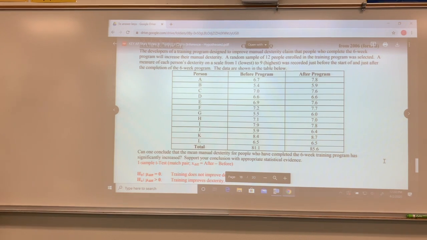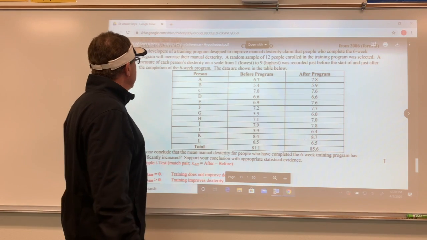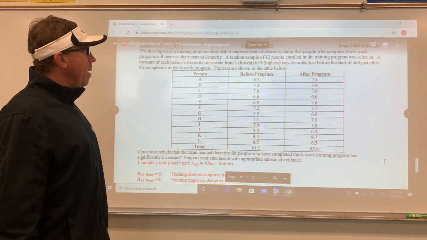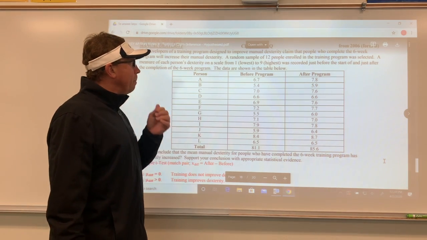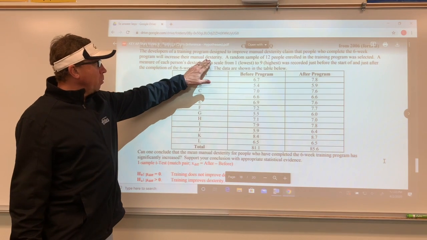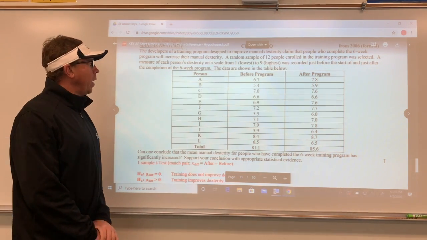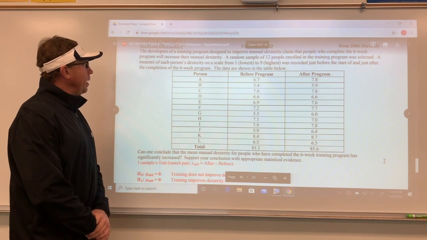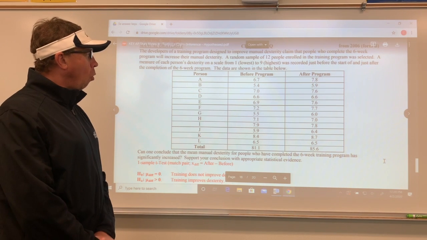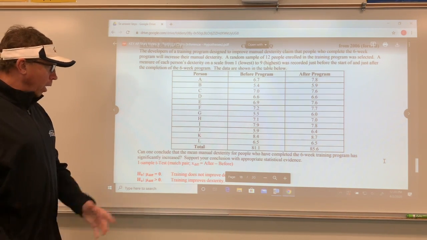And this has a rather long opening prompt here, okay? The developers of a training program designed to improve manual dexterity claim that people who complete the 6-week program will increase their manual dexterity. A sample of 12 people enrolled in the training program. A measure of each person's dexterity on a scale of 1 to 9 was recorded before the start of and just after the completion. So here we go.